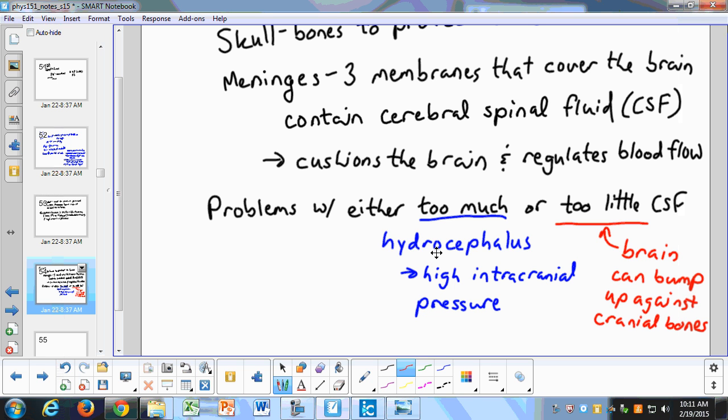Okay, so just CSF, just know what it is and what it does. That it helps cushion the brain. Too much is hydrocephalus, and too little can cause these issues where the brain actually bumps up against the bones in the skull.